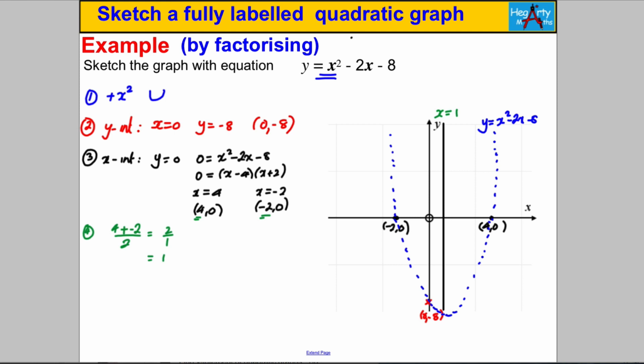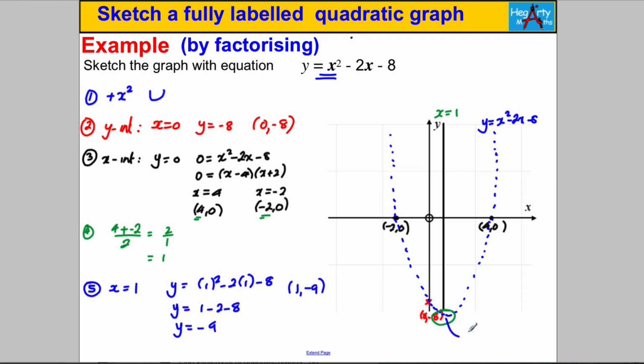The only point we haven't identified yet is this minimum point here. We know that at the minimum point, the turning point, x is 1. So if we substitute in x = 1, we get the y value that matches that. So let's do that for number 5. When x is equal to 1, y is going to be 1 squared take away 2 multiplied by 1 subtract 8. y is going to be 1 take away 2 take away 8. y is therefore negative 9. So this coordinate here, the turning point, is (1, -9), and we're done.